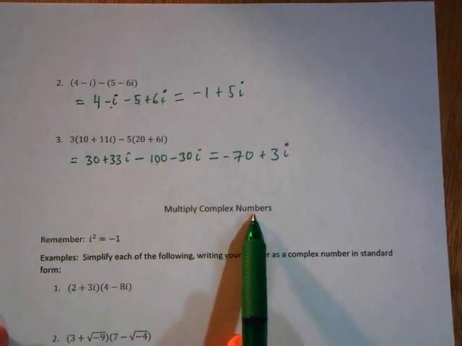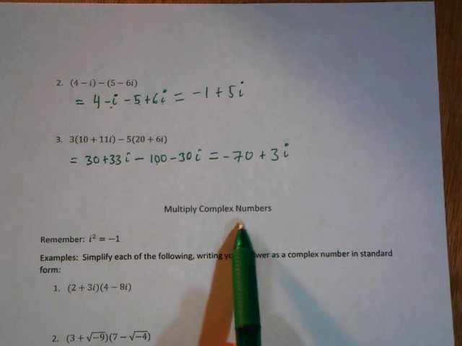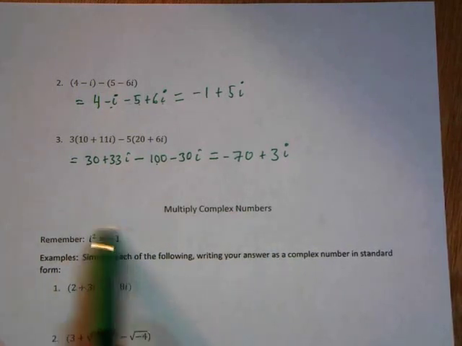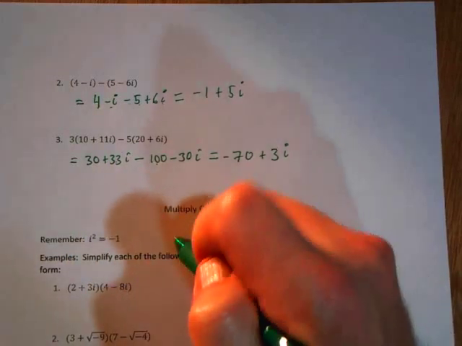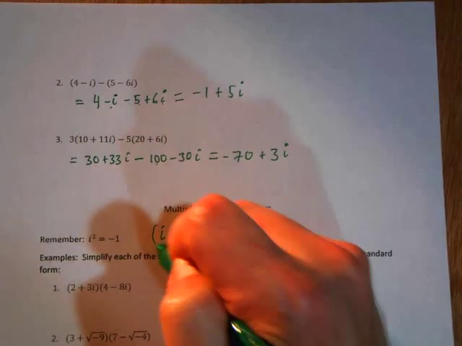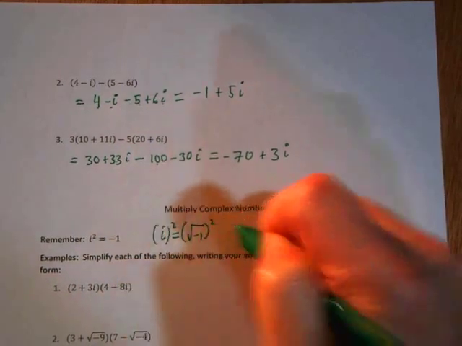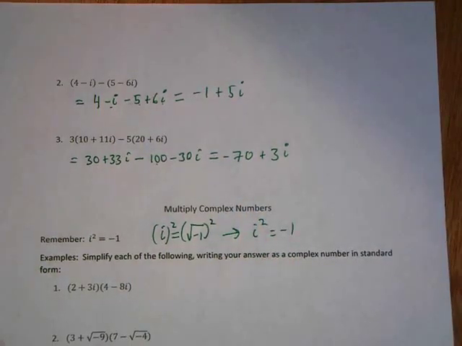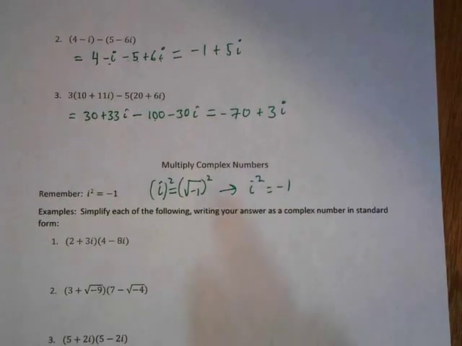Multiplying complex numbers, again, is not a difficult thing. The key to multiplying complex numbers is to remember that i squared is negative 1, and that's because, remember, we said i is the square root of negative 1. So if I were to square both sides of this, I would have i squared equals negative 1. And we're going to use that. So let's see what we have here.